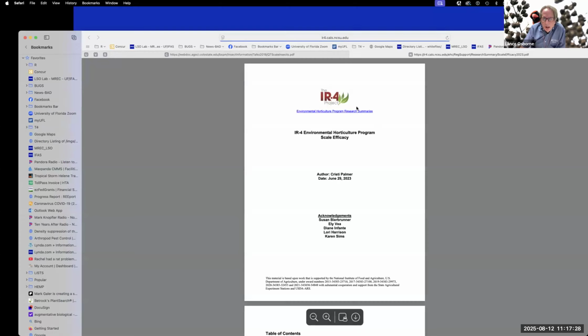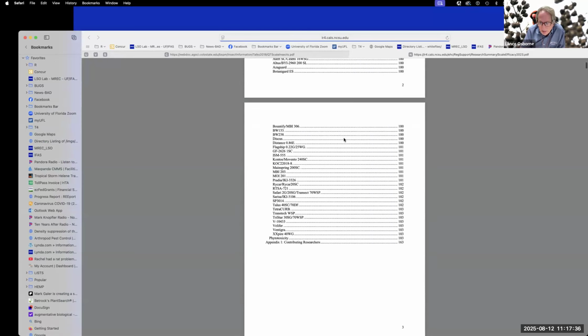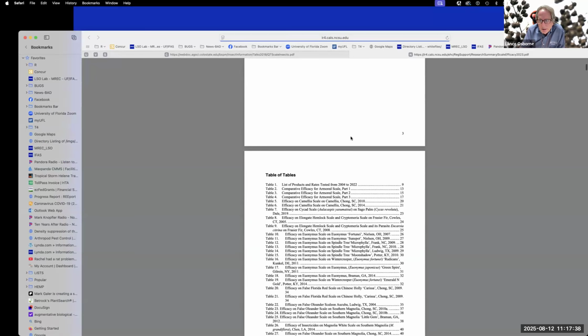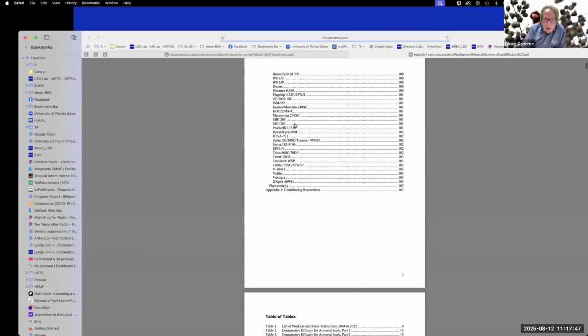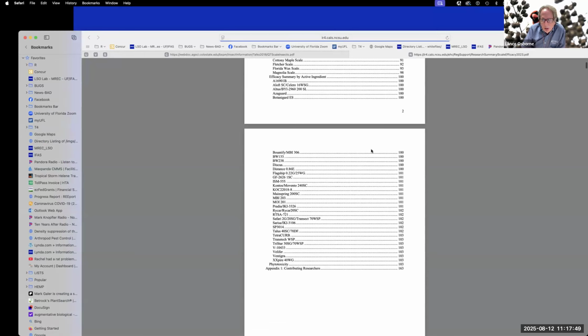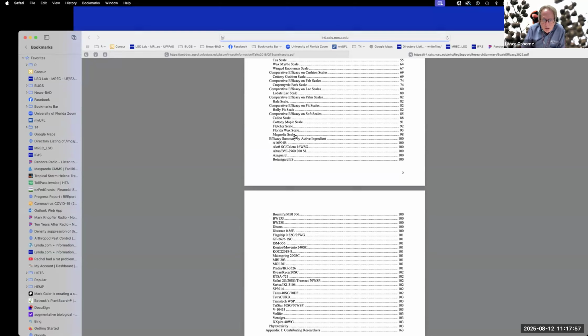There is an IR-4 report. Here's environmental horticulture looking at scale efficacy. When you go down and look at this, it's amazing. There are hundreds of pages, not quite 200, about 175 pages or so, of all these different compounds named, and you can go to the source and it'll tell you how well it worked on different scales, and a summary of their efficacy and phytotoxicity.